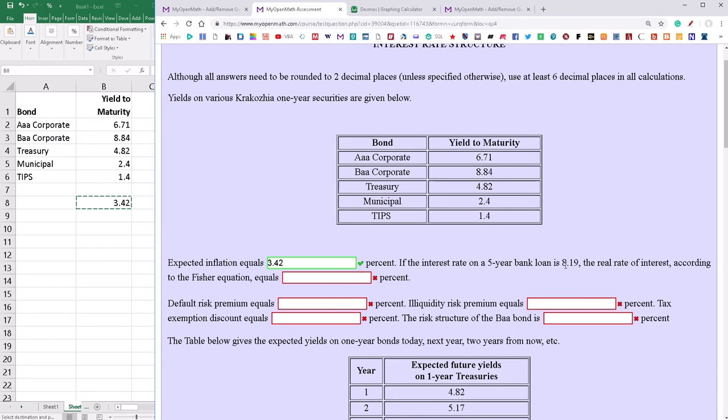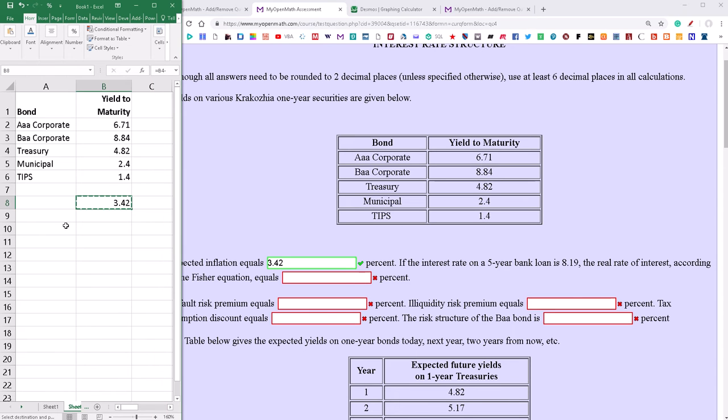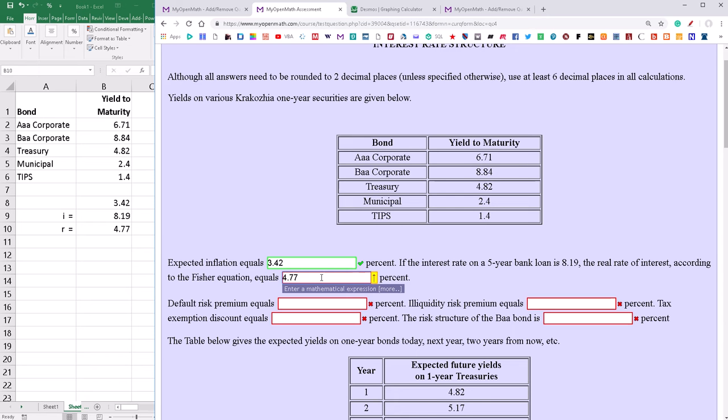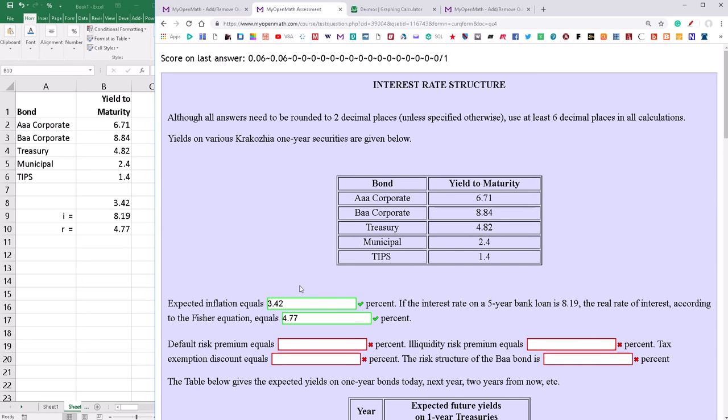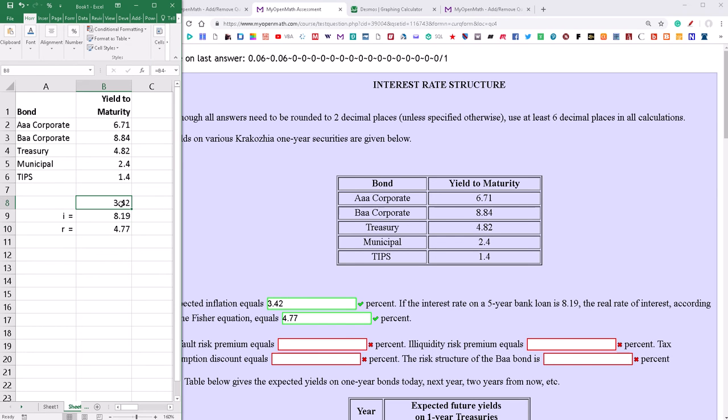If the interest rate on a 5-year bank loan is 8.19, this is the nominal rate of interest. We'll call it I. The nominal rate of interest on this bank loan is 8.19, right? The real rate of interest accounts for the expected inflation. We go back to the Fisher equation, so the real rate of interest is their difference, 4.77%. Because remember, the Fisher equation is I, the nominal rate of interest, equals the real rate of interest plus inflation expectation. So we'll call this expected inflation.